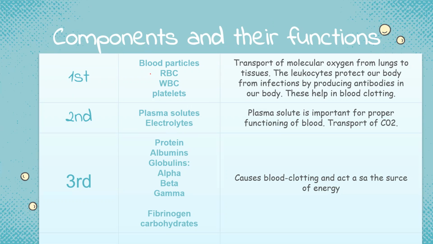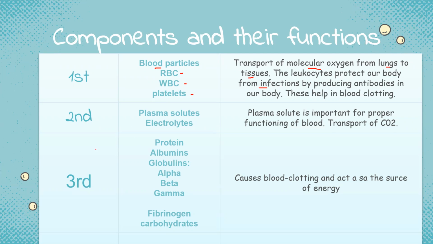So the first one is blood particles. The blood particles include RBC, red blood cells, white blood cells, and the platelets. These transport oxygen from the lungs to the tissues. Okay, the leukocytes, meaning the white blood cells, protect our body from infections. So the white blood cells have an important role in protecting our body from infections.